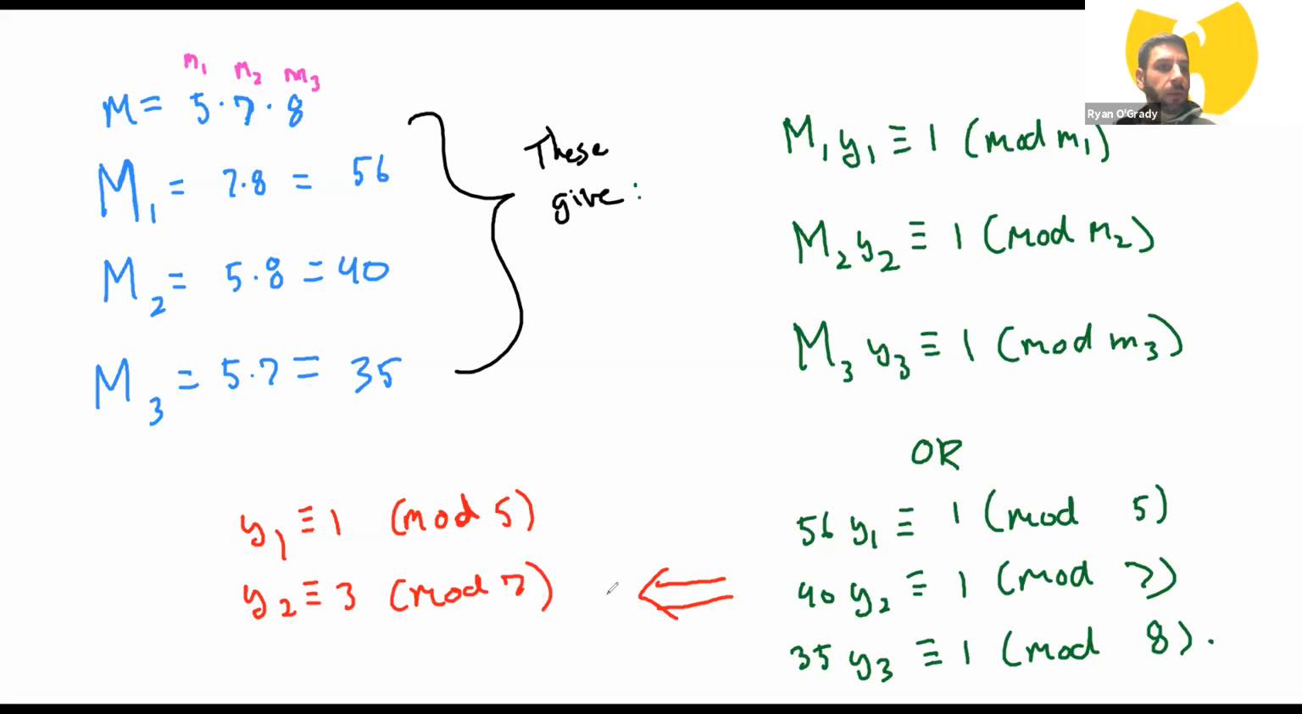And then lastly, we need to reason about y sub 3. We play the game again. Is 34 divisible by 8? No. Is 69 divisible by 8? No.